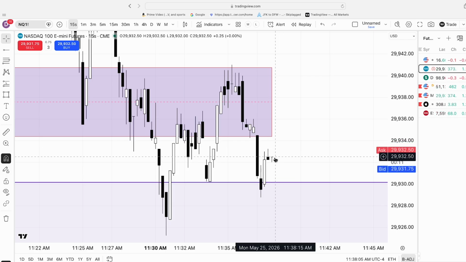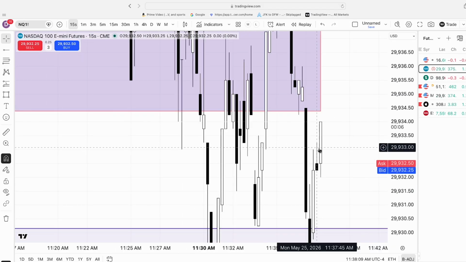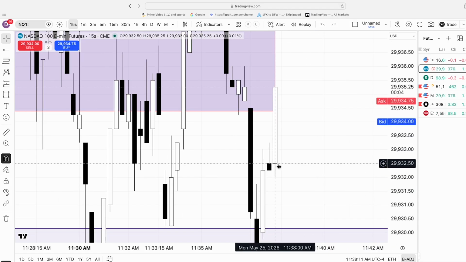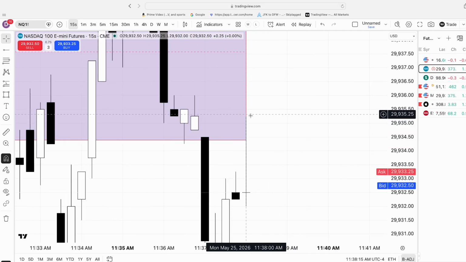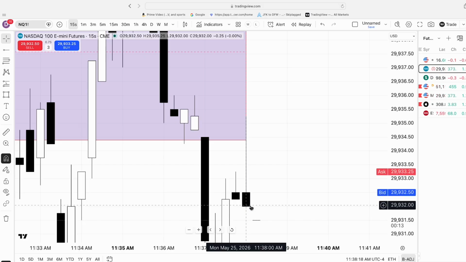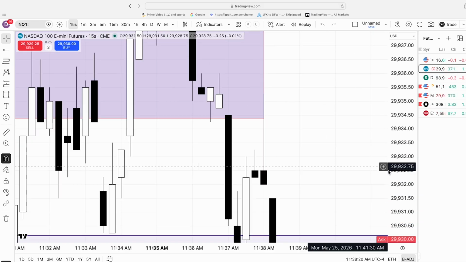Opened up here. At some point it was down here. Now it's a wick. Like I said, it opened down here and then it decided to run up here. So now at some point it was up here. Now it's a wick because it went back down. That is how those candles move.